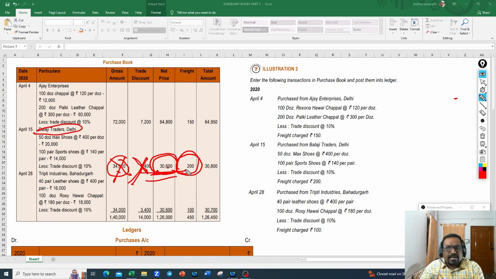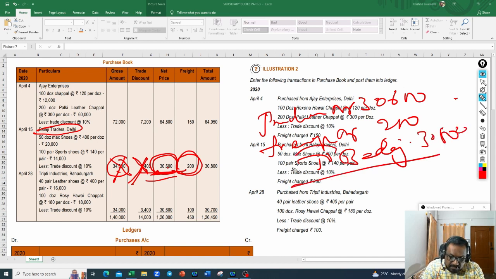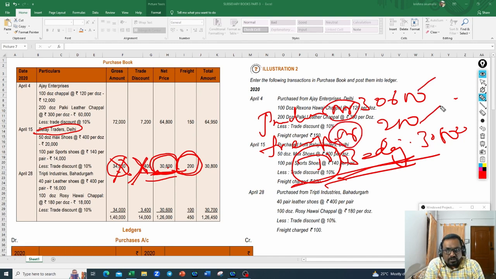Generally, if you had maintained a journal book, what entry would you have recorded? Purchases account, debit, 30,600. Am I right? Why purchase debit? Expenditure. All expenses and losses are supposed to be debited. So 30,600 debit. Freight charges, debit 200, to Balaji, 30,800. This is how you record the entry. So Balaji account is credited. So Balaji account, you need to credit. On the credit side, what we are supposed to write: by purchases 30,600, freight charges 200. This is what you are supposed to record, right?